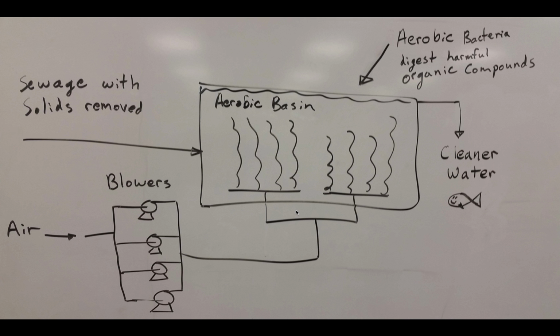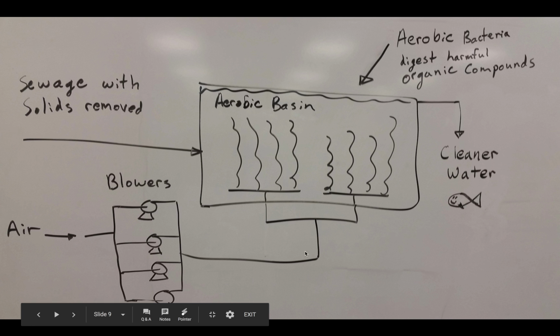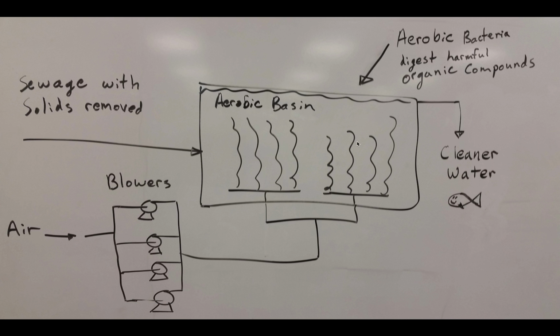Here's another little close-up diagram of the aeration basin. As you can see, we have sewage with the solids removed coming in. We pump air through tiny holes and make a lot of bubbles, and they clean up the water so that we have happy fish.